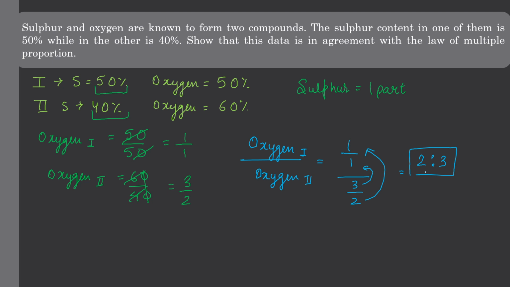In this way, we can solve multiple questions. If you get it in your exam, directly make one of the parts of the two elements fixed. For the other part, whatever is left, make a ratio of it, and it will always come in the form of a simple whole number ratio. If it is following that, definitely it is following the law of multiple proportion. Otherwise, it is not. So this is all about today's lecture.